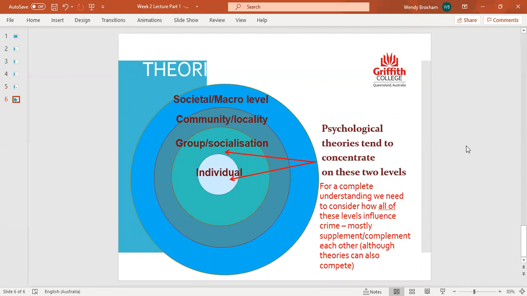Psychological theories tend to concentrate on these two levels. So this little graph is like the layers of an onion where you're peeling it all away. It moves out to the societal level from the individual. In this course, we're going to mainly focus on the individual and group level and not get out too far from the middle there.